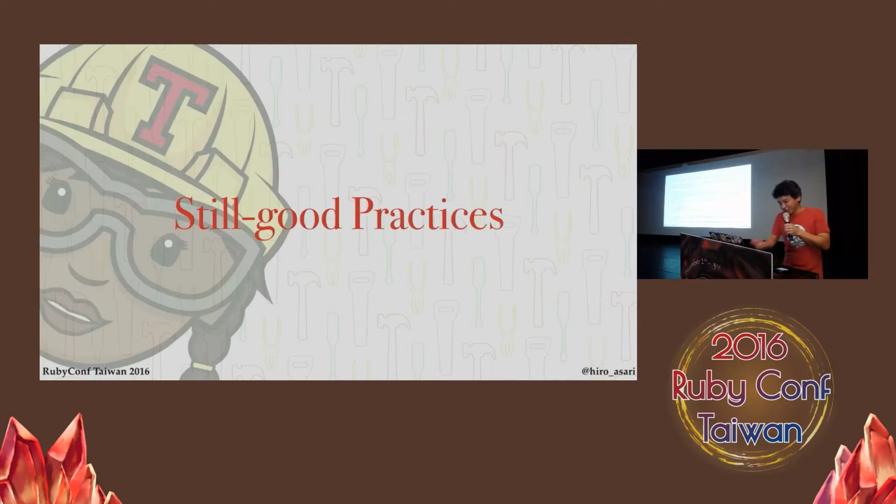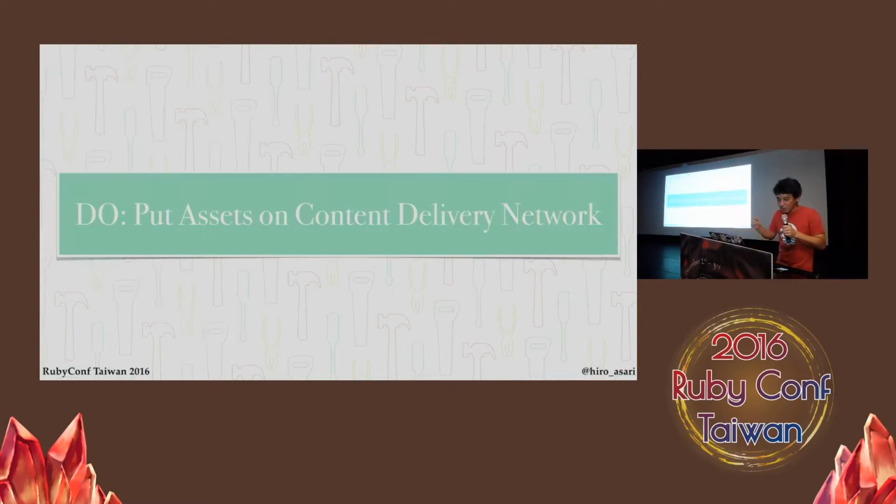All right, so let's look at the things that you can do for your application to have a performant web application. Some things stay the same, right, even if the protocol changes. So what are they? What are still good ideas? First, put assets on a content delivery network.